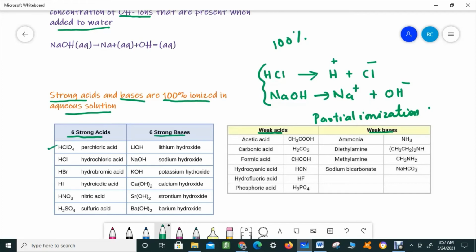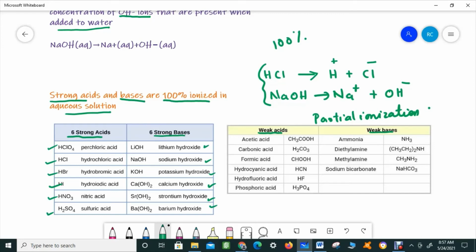Perchloric acid is one of the highest, strongest acids. It is the strongest acid. Then HCl, HBr, HI, HNO3 and sulfuric acid. These are highly strong acids. Similarly, strong bases are lithium hydroxide, sodium hydroxide, potassium hydroxide, calcium hydroxide, strontium and barium hydroxide. All these are coming from the first and second group metal bases.